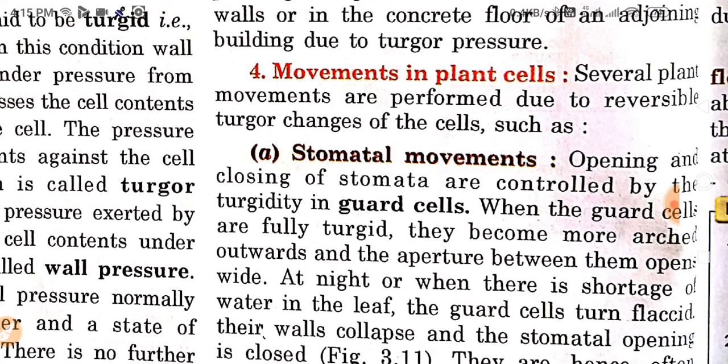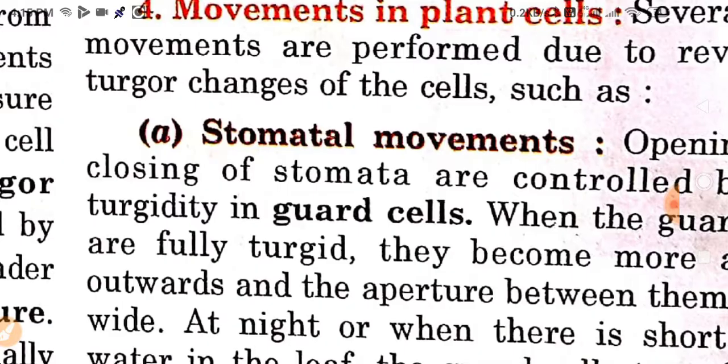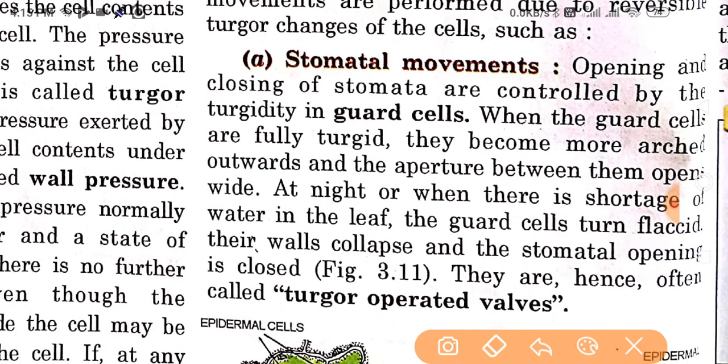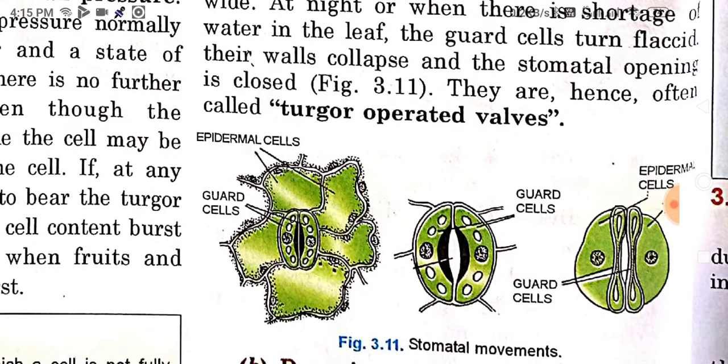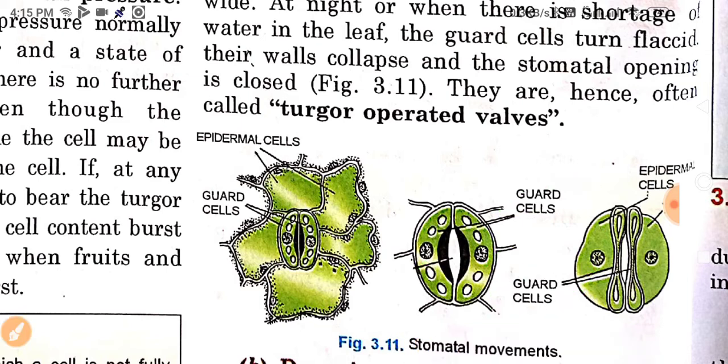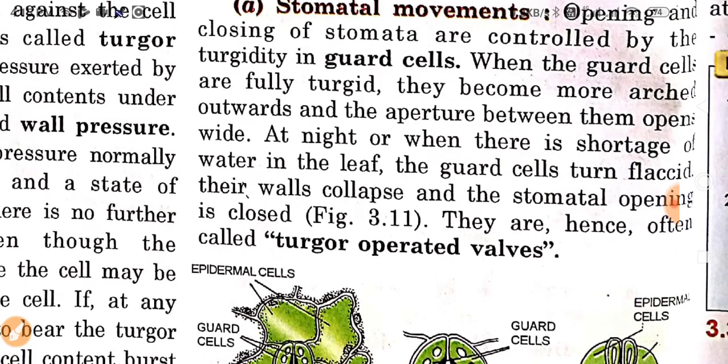Now one question is always asked by students: how do the opening and closing of stomata work? So we will read a little about this. Several plant movements are performed due to reversible turgor pressure changes of the cell, such as stomatal movements. First is stomatal movement. Opening and closing of stomata are controlled by the turgidity in guard cells. You can see in the figure, these cells side by side are known as guard cells. They play a great role in the opening and closing of stomata.